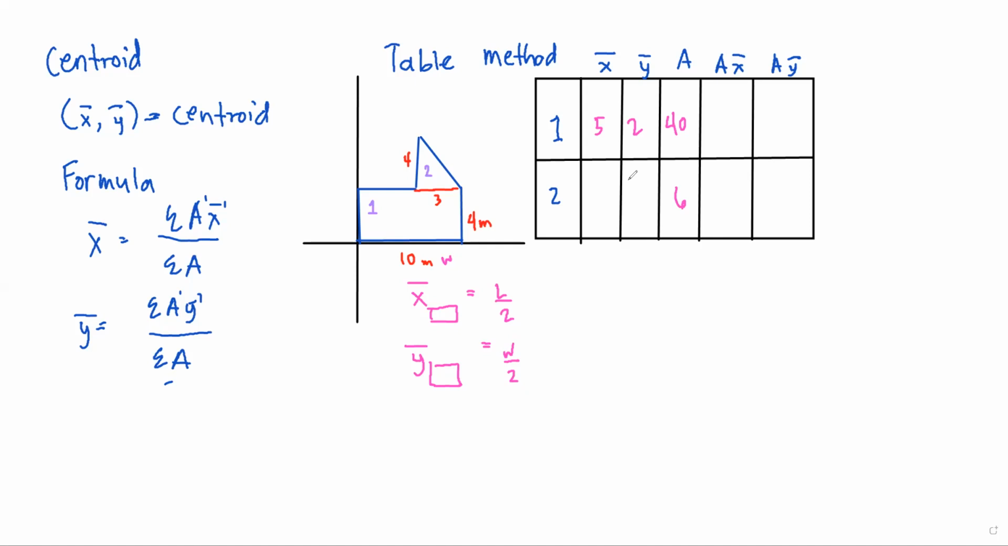Next natin kukunin is yung sa number 2 naman. Balik tayo dun sa drawing natin. Dahil siya ay isang basic triangle na longest side yung nasa left side, ang solution natin is y for triangle is h over 3, di ba? Tapos x for triangle is b over 3. So h over 3 is 4/3, di ba?